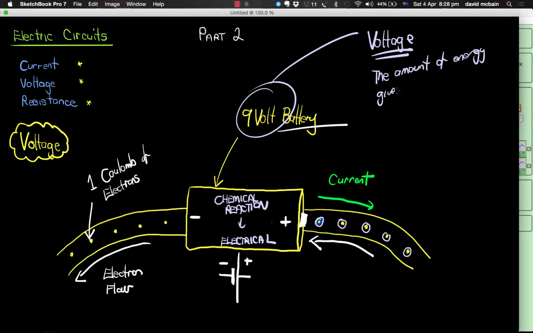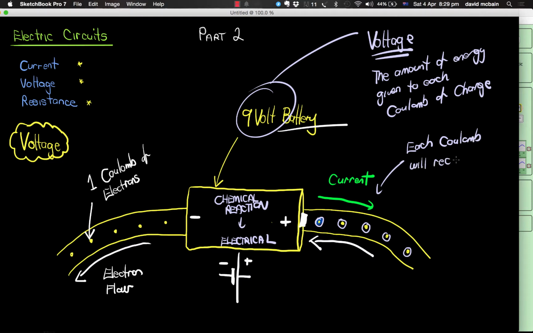So in other words, when we're talking about a battery or a power source, voltage is the amount of energy given to each coulomb of charge. In this case, we're talking about coulombs of electrons entering our battery, and it's a 9-volt battery. So that means each coulomb of electrons will receive 9 joules of energy.